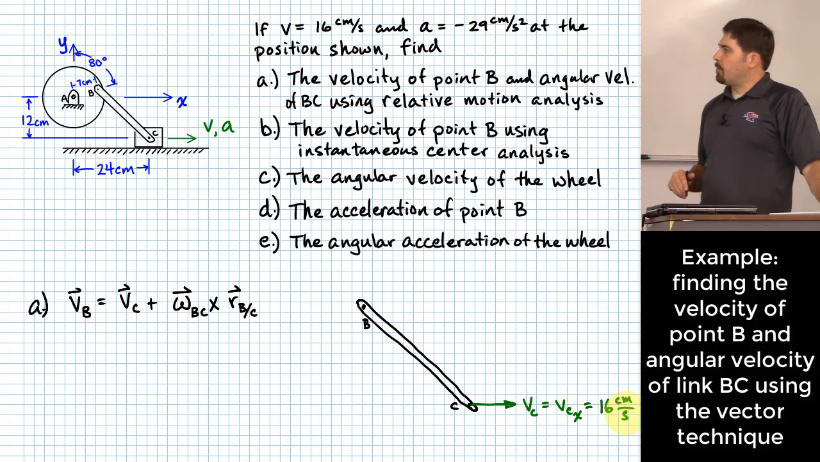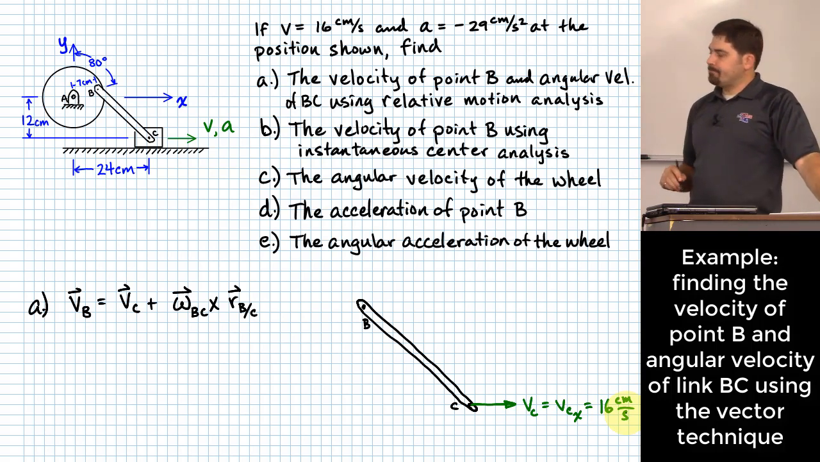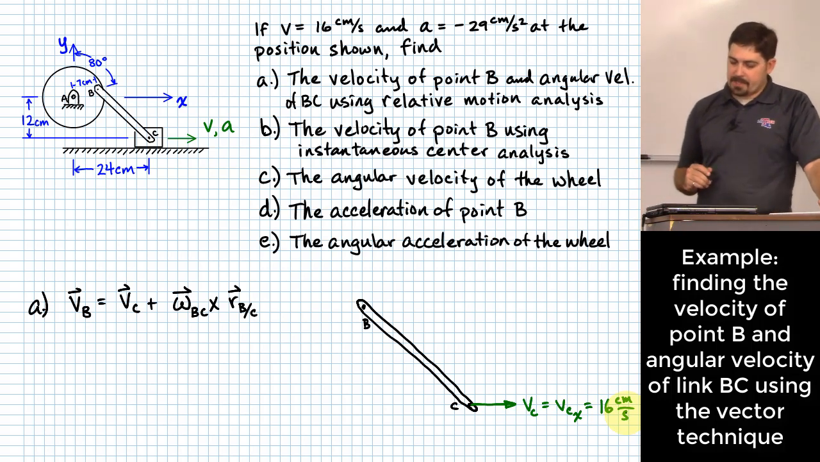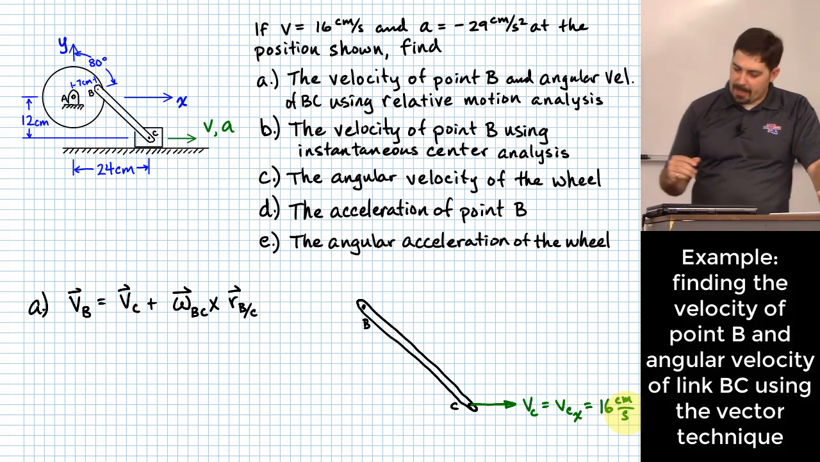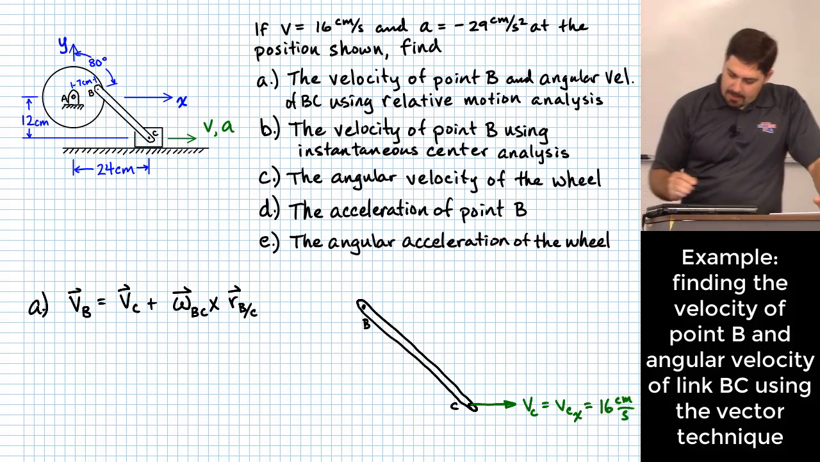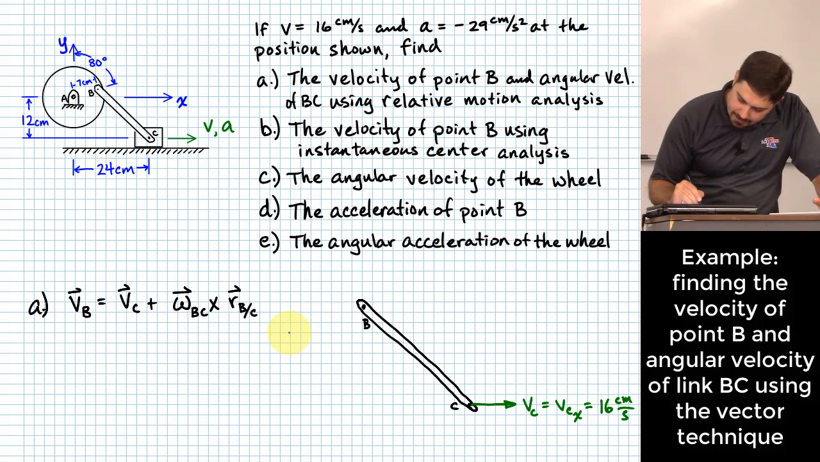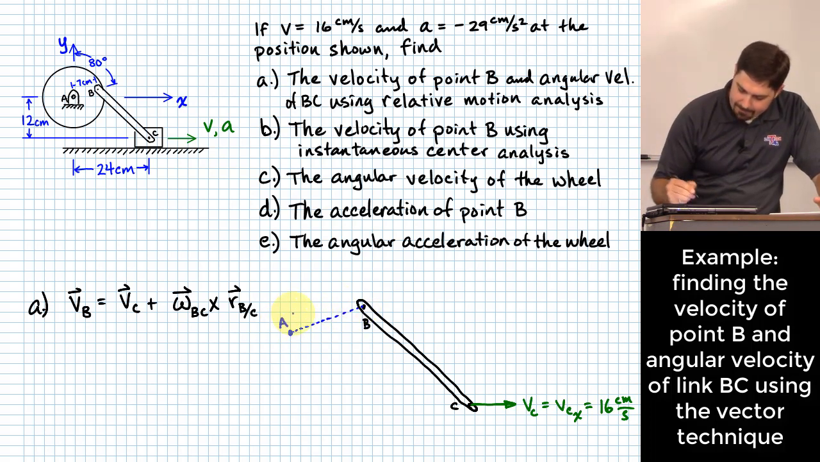The next one I want to look at is point B. Do I know anything about the velocity of point B? Well, I don't know much about it, but I don't know zero about it either. I do know something about it. Here's what I know about it. I know that point A is over here somewhere. I'm going to draw it right here. This is point A.